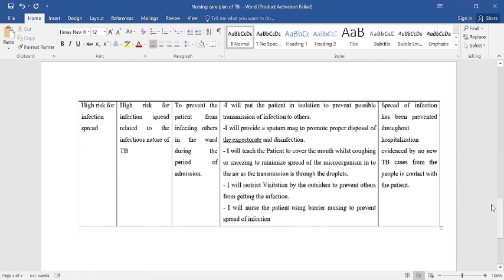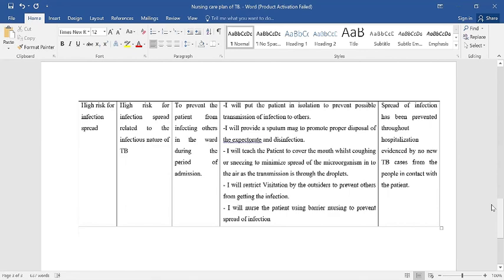Number 3, I will teach the patient to cover the mouth whilst coughing or sneezing to minimize the spread of the microorganism in the air, as the transmission is through the droplets. So we are going to teach the patient to cover the mouth whilst coughing or sneezing to prevent spread of infection.